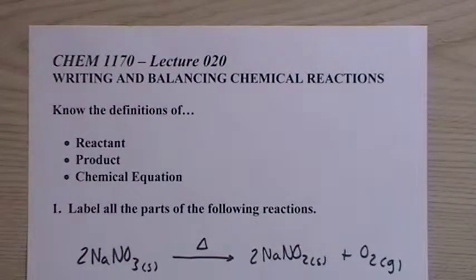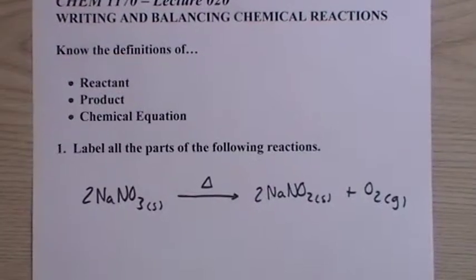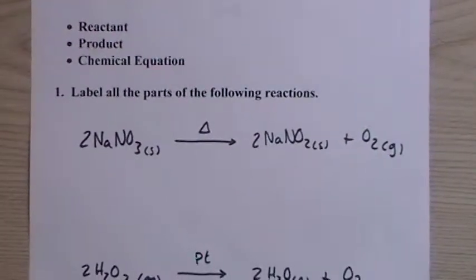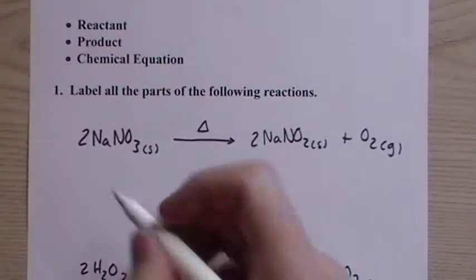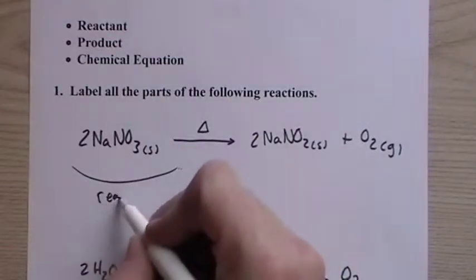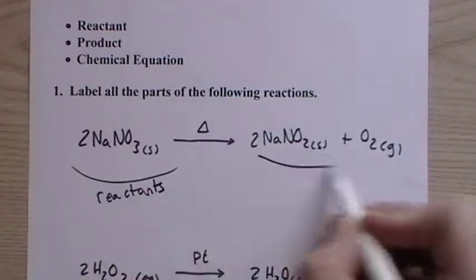Okay, lecture 20, you should know these definitions. I just wrote these out by hand. It made it a little bit easier. Label all the parts of the following reactions. On this side, we have reactants. This side we have products.